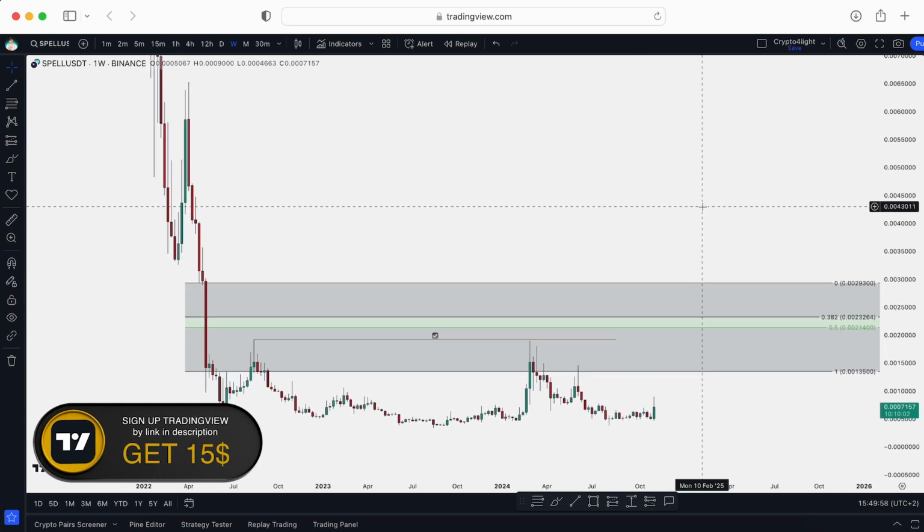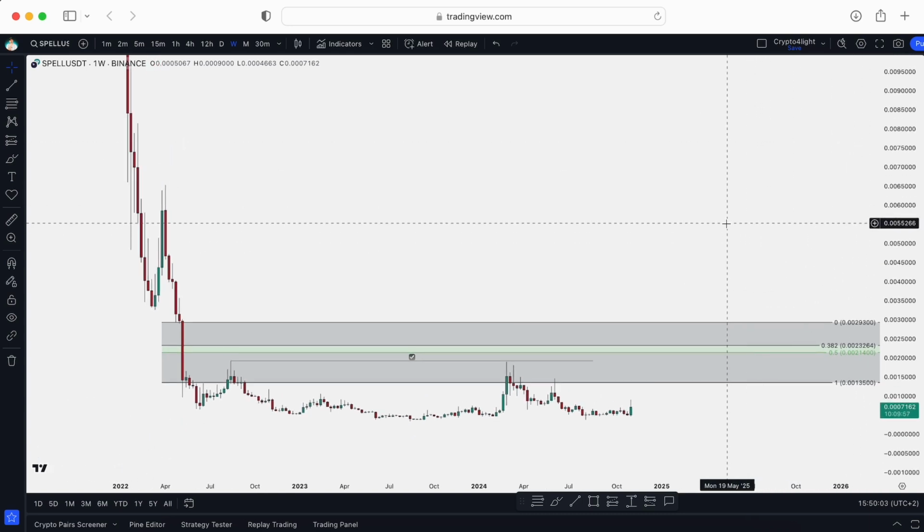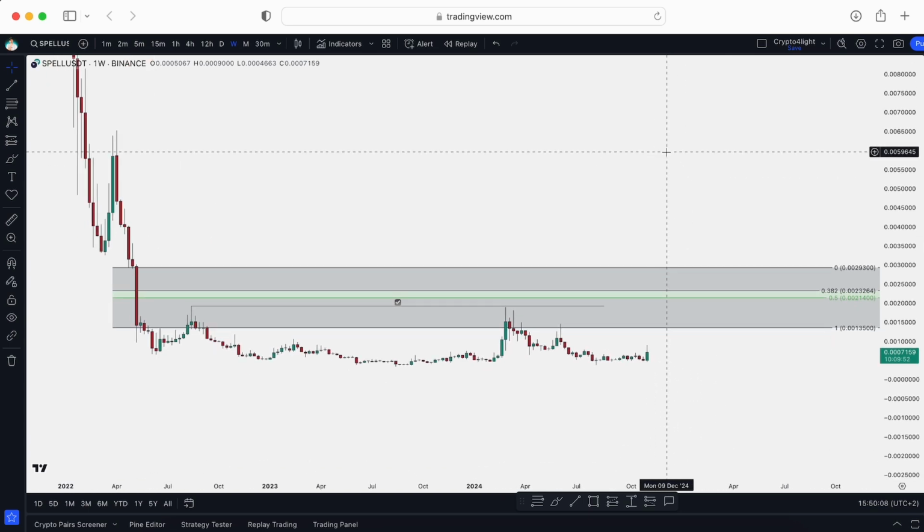I also can't buy every single token. So you don't need to ask what is your target, where you will fix the profit for Spell. I'm not accumulating Spell. It's impossible to accumulate all tokens.